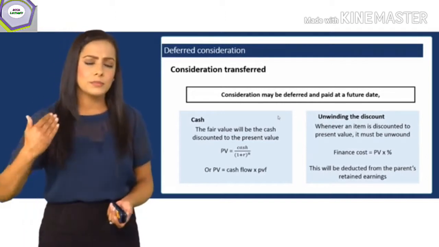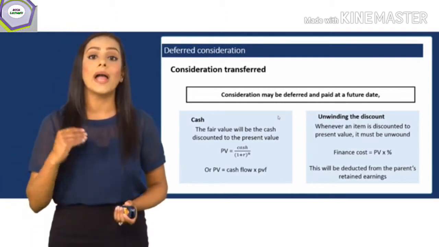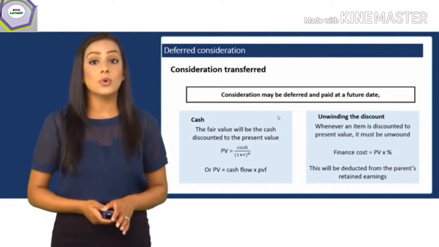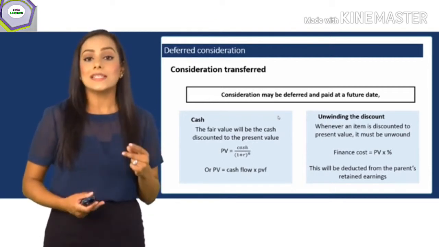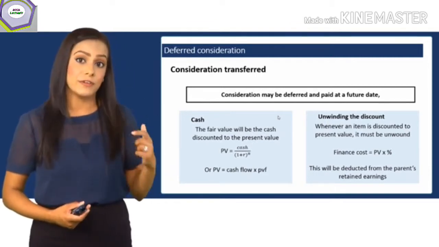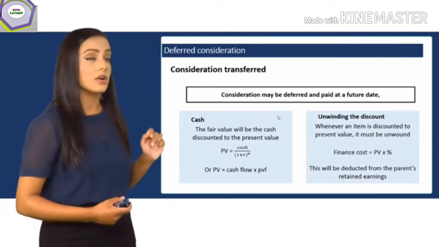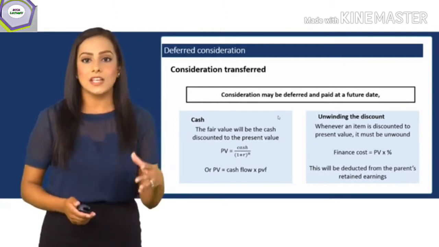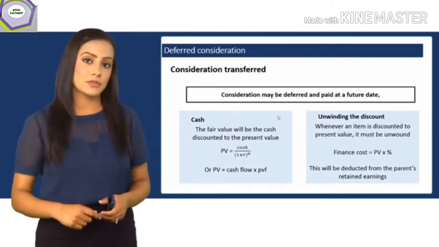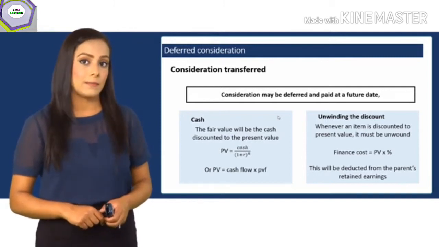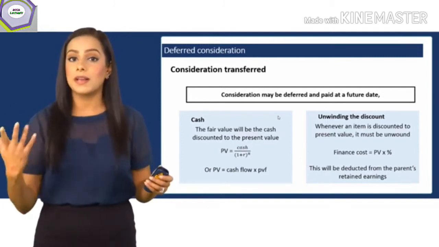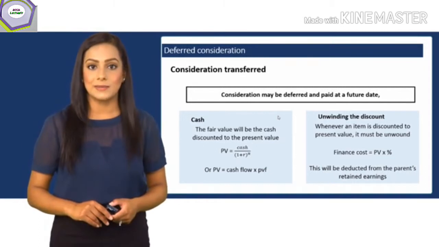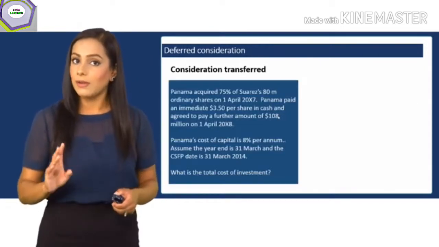But then because you found the present value of something, you will have to unwind the discount. Because we discounted it, we need to release the discount. This is called unwinding, and unwinding is where we charge interest as finance cost. So the finance cost is the present value you calculated multiplied by the interest rate. This interest is going to be deducted from the parent's retained earnings, which is another key working. Now the deferred consideration plus the interest is going to be shown on the face of the balance sheet under current liabilities. So let's have a go at this example.